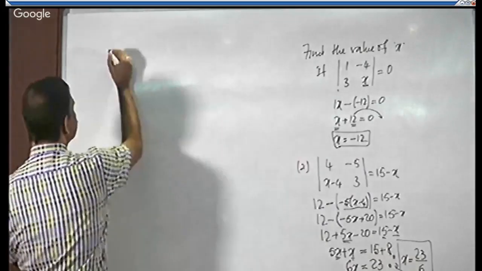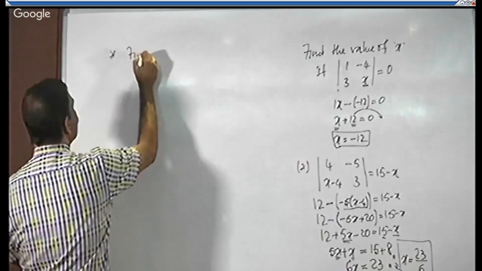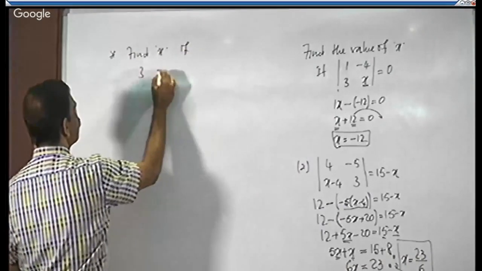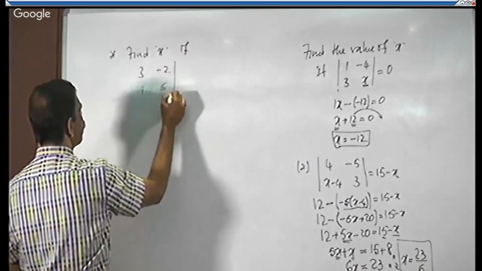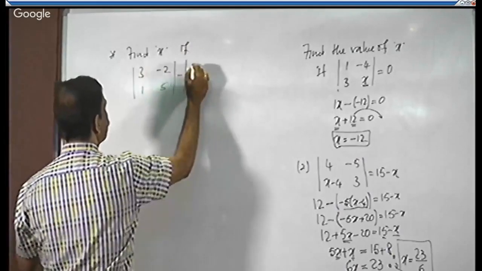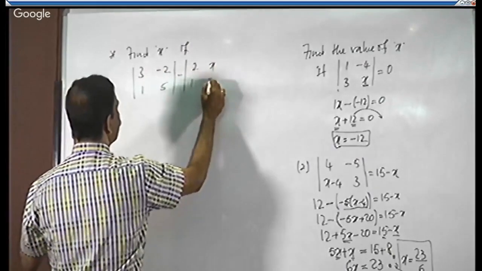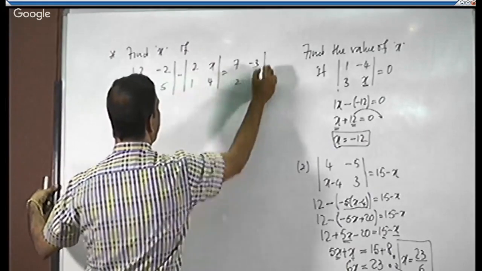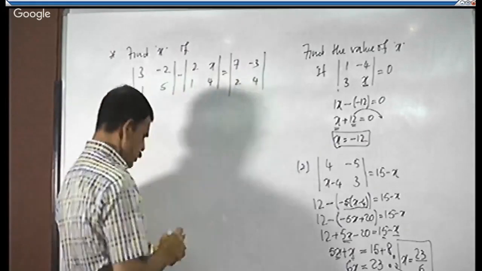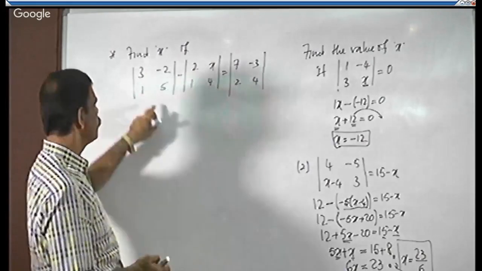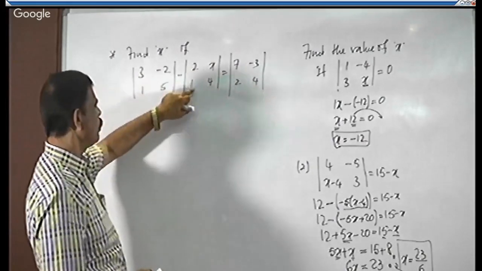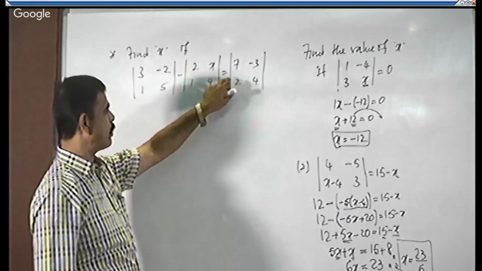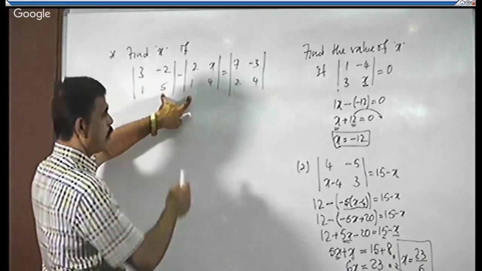Take the next example. Find x if the determinant |3 -2; 1 5| minus the determinant |2x 1; 4 ...| is equal to 7 minus the determinant |3 2; 4 ...|. See the problem. There are two determinants at the right side, one determinant at the left side. There are two different determinants.